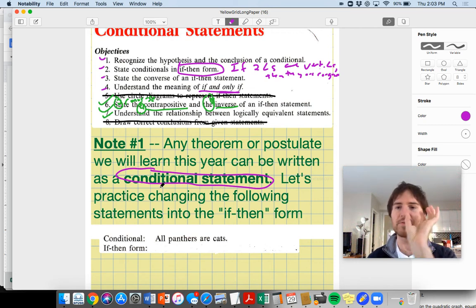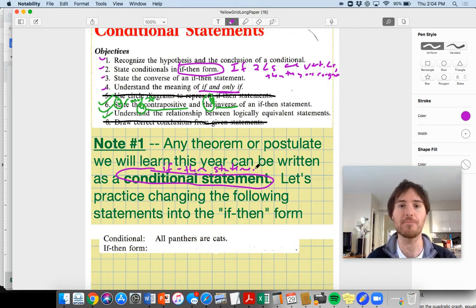Bring the prior knowledge to it. We've talked about conditional statements in the past. What are conditional statements? What's another word for conditional statements? That was an exit ticket early in the year: what's another name for a conditional statement? Well, a conditional statement is an if-then statement. An if-then statement, okay?